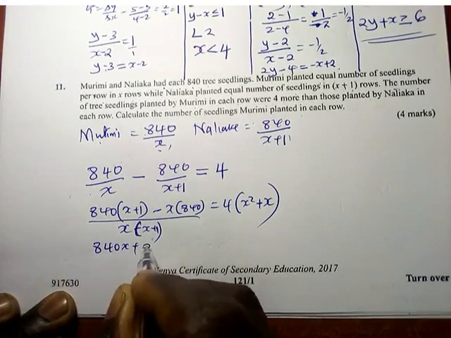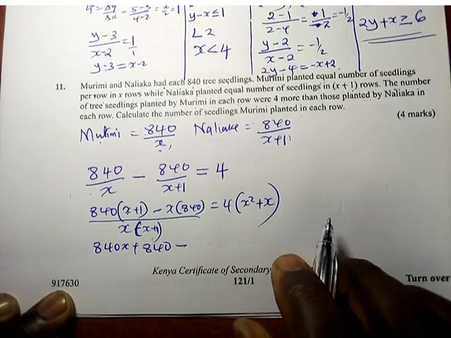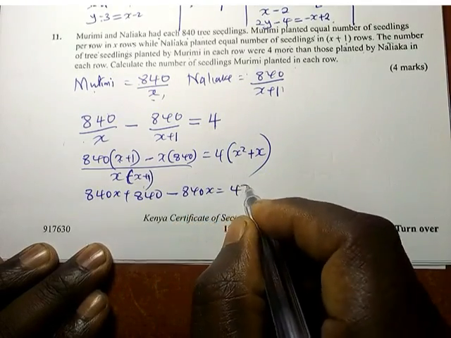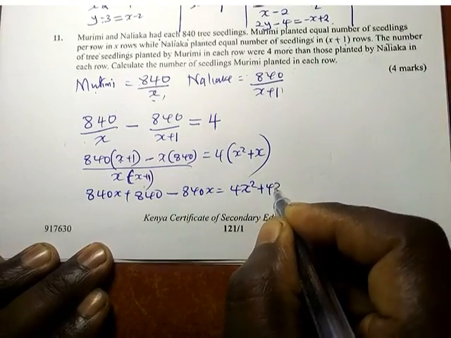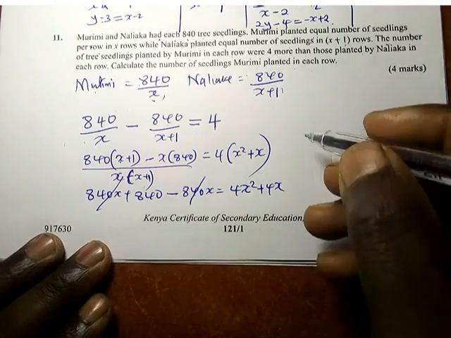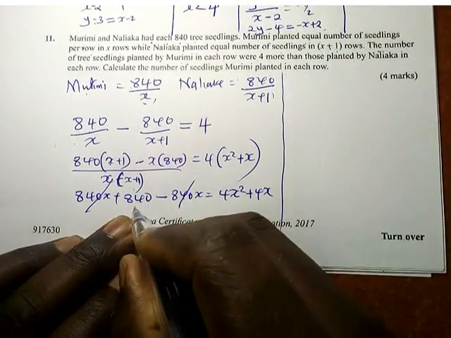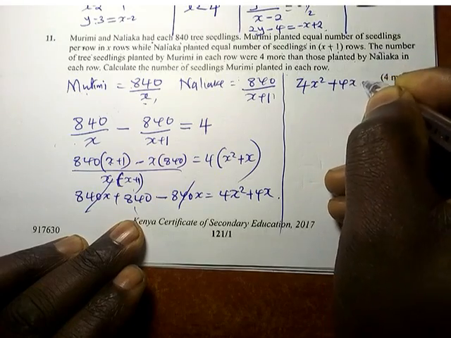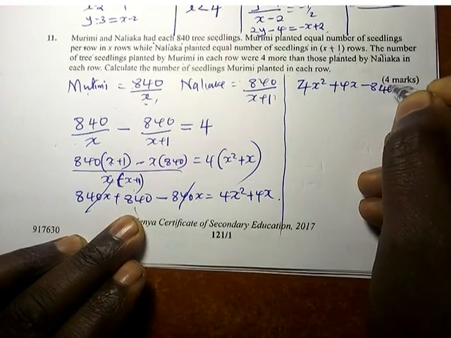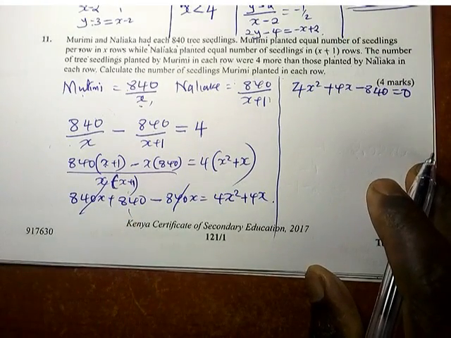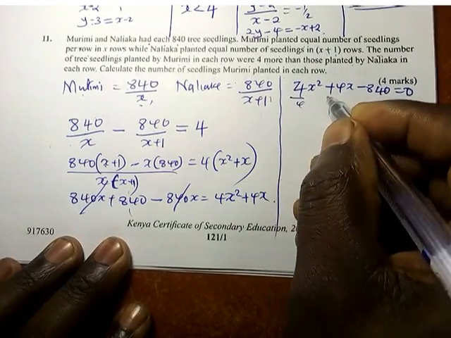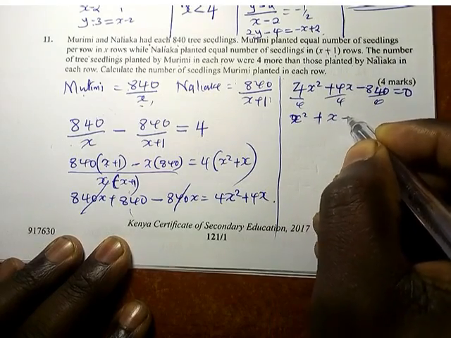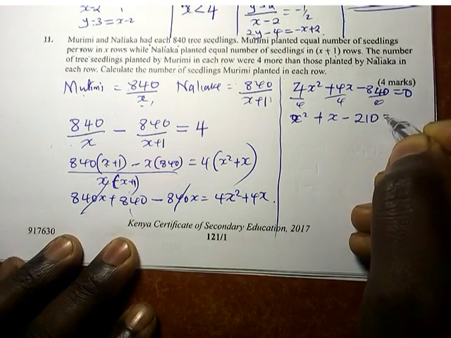840x plus 840, I'm opening this bracket, minus 840x will be equal to 4x squared plus 4x. So this and this will cancel out. Now moving to the other side it becomes negative. We will have 4x squared plus 4x minus 840 is equal to 0. We can simplify, divide every term by 4. We will have x squared plus x minus 210 equal to 0.